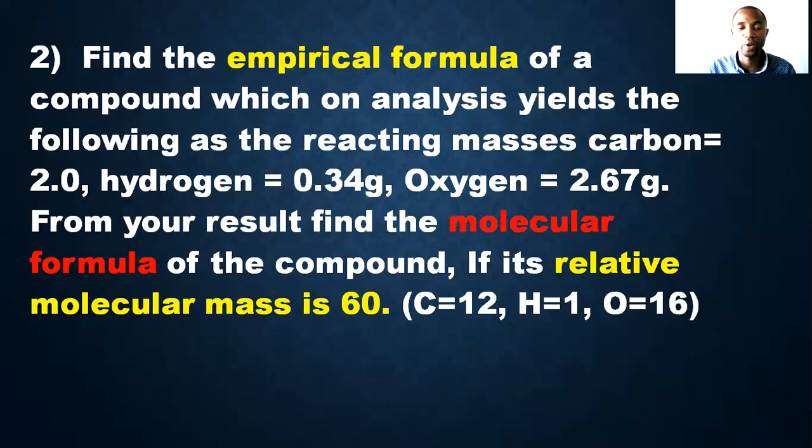The truth is that you can't get the molecular formula without getting the empirical formula. So if this kind of question is given to you, find the empirical formula first. After getting the empirical formula, equate it to 60, which is given to you, the relative molecular mass of the whole of them. Then you solve and get the particular molecular formula that the analysis yielded. All right, let's solve it.